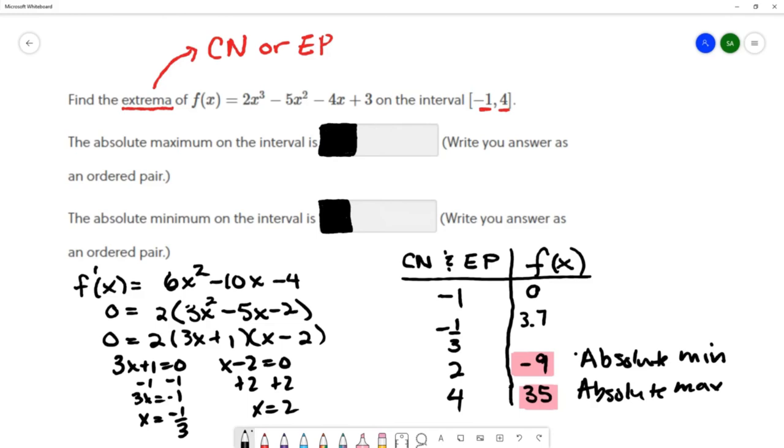So we're asked to record these as ordered pairs. The absolute max would be the ordered pair (4, 35), and the absolute min is (2, -9).